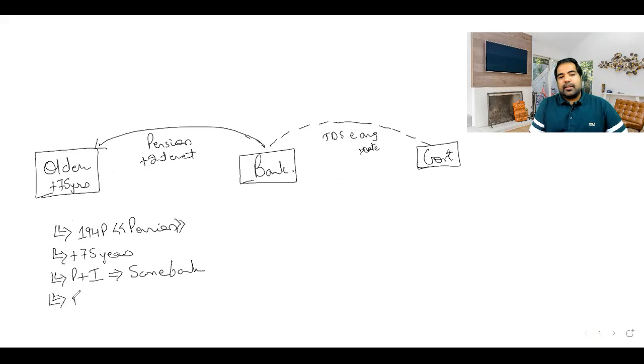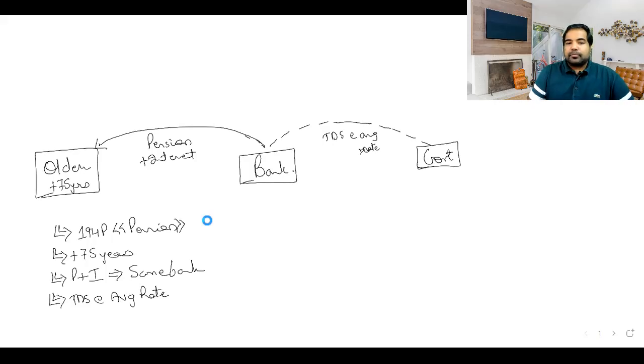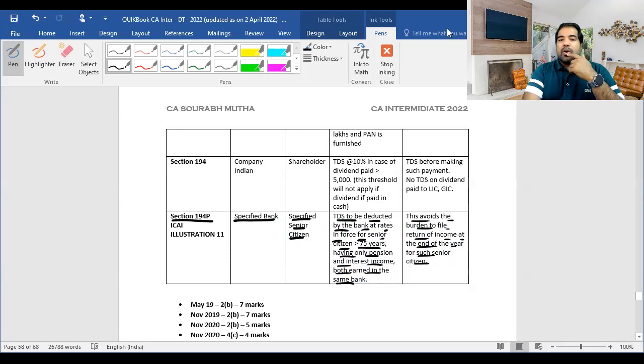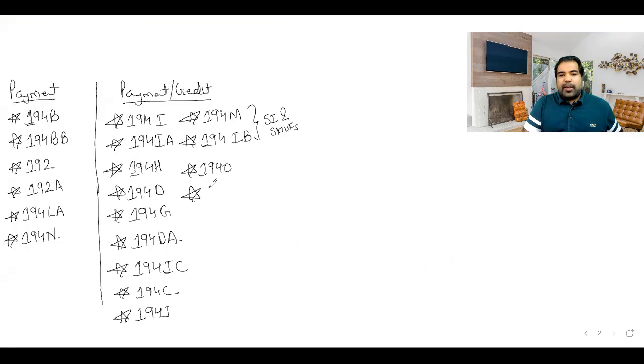And what will be the TDS rate? The TDS rate will be at the rate of average rate. We had last seen average rate in case of salaries, and this is being repeated here as well. This is the newest section and hence it's got the most amount of importance. A specified bank paying to a specified senior citizen, TDS to be deducted by the bank at rates in force for a senior citizen greater than 75 years, having only pension and interest income both earned in the same bank. This avoids the burden to file a return at the end of the year for such senior citizens. Also, no burden to pay advance tax or interest. These are the better parts of this section 194P. Remember, P is for pension. So 194P, this is the latest, P for pension.